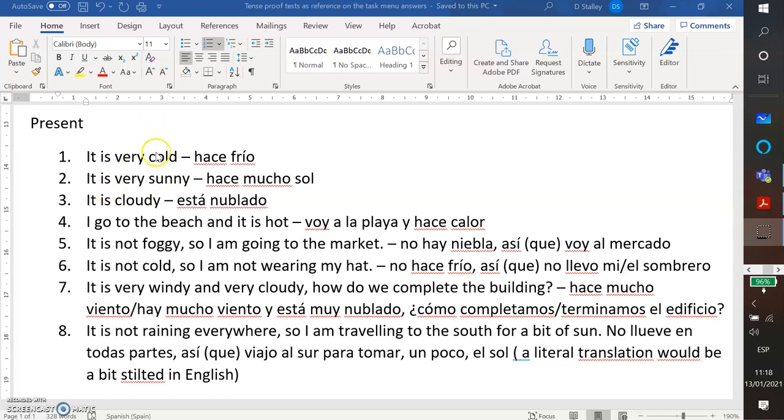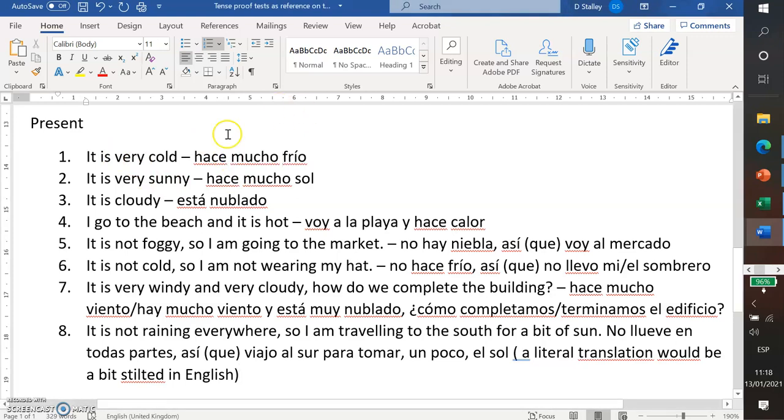So when we're doing it's cold, it's hace frío, and I've just noticed I haven't put very in here, so I'm just going to add that in there. So literally in Spanish it's saying there is a lot of cold, right? So that's what we use mucho rather than muy, which is what you might think is the literal translation, okay?